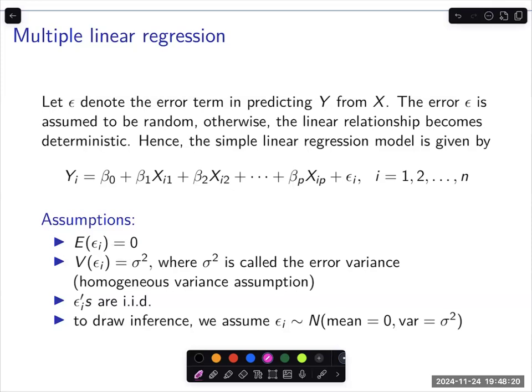and beta 1, beta 2, until beta p representing the slope for each of the terms, and epsilon i representing the random error. Similarly to simple linear regression, the random error term, epsilon i, requires some common assumptions. The first one is that they have mean 0, the second one is common variance equal to sigma square, and the third one is that they should be i.i.d. Last one, in order to draw a inference, we need to assume epsilon i follows the normal distribution.